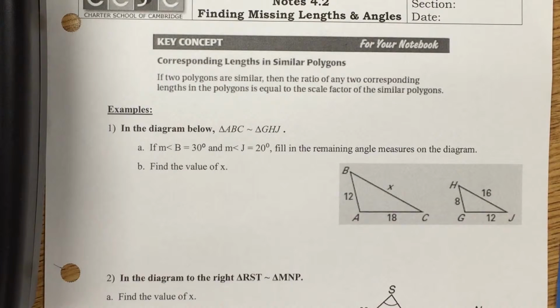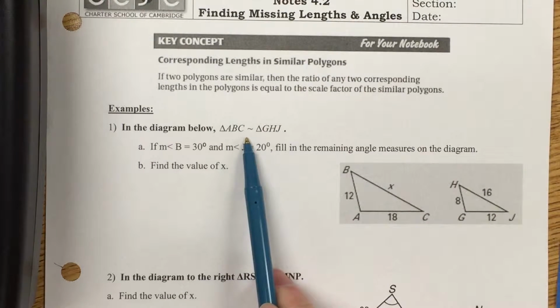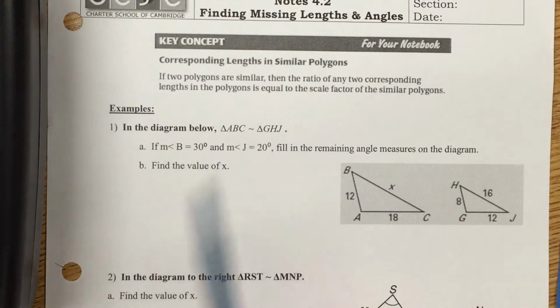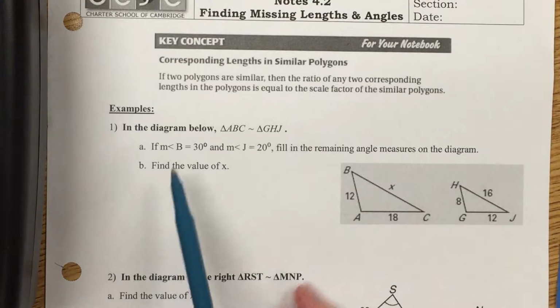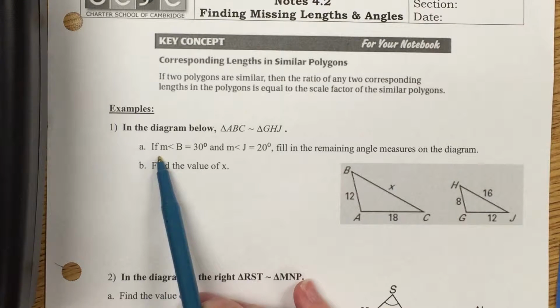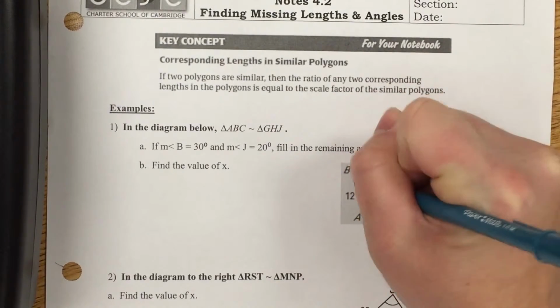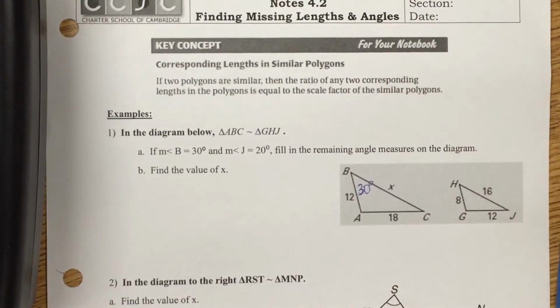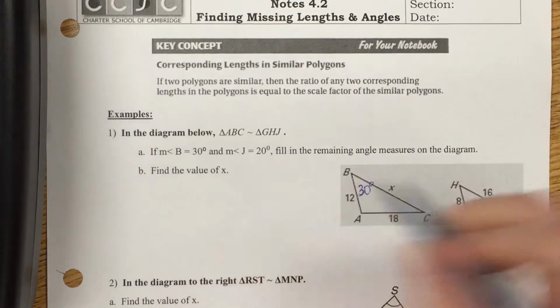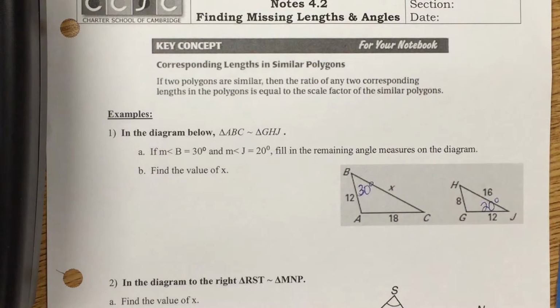So let's take a look at example 1. In the diagram below, triangle ABC is similar to triangle GHJ. So we've got two parts. Part A is about angles, part B is about side length. In part A, if measure of angle B equals 30 degrees, let's label that. You should be writing this down, following along with me. And measure of angle J equals 20 degrees, let's label that. We want to fill in the remaining angle measures on the diagram.